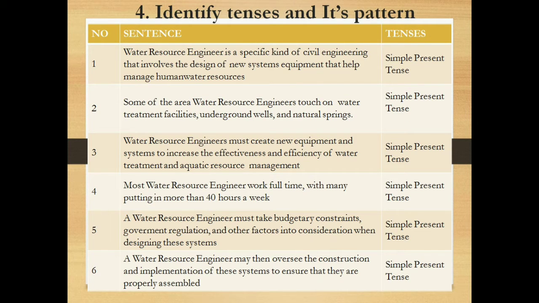Number 4. Identify tenses and its pattern. First one, a water resource engineer is a specific kind of civil engineer that involves the design of new systems and equipment that help manage human water resources. Simple present tense. Number 2.